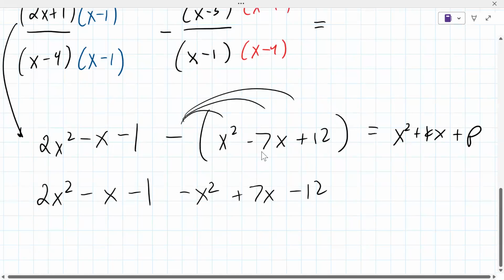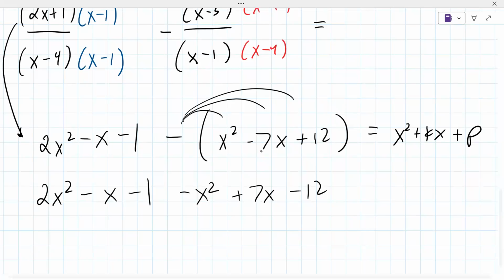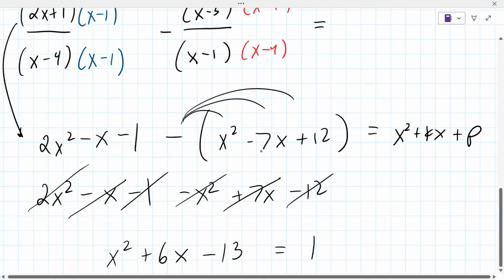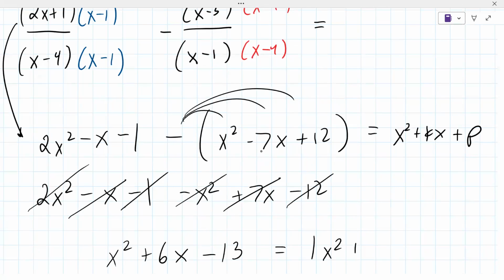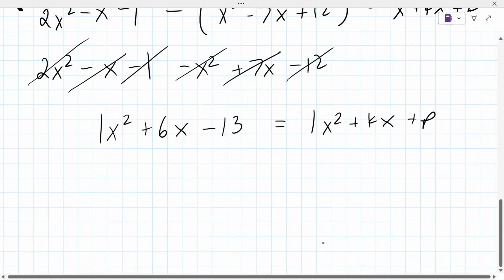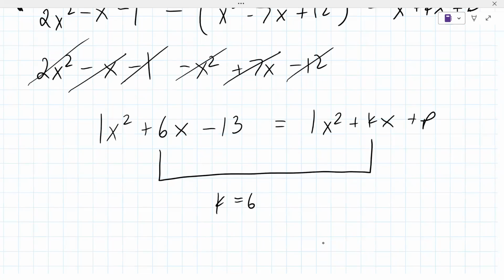So 2x goes with minus x squared, minus x goes with 7x, that's 6x, minus 1 minus 12 is minus 13. You could get a problem where they ask you for the letter of x squared, but here you've got a equals 6, and then negative 13 equals p. These are SAT style questions also, by the way. These are the kinds of things you'll see in the harder version of it.